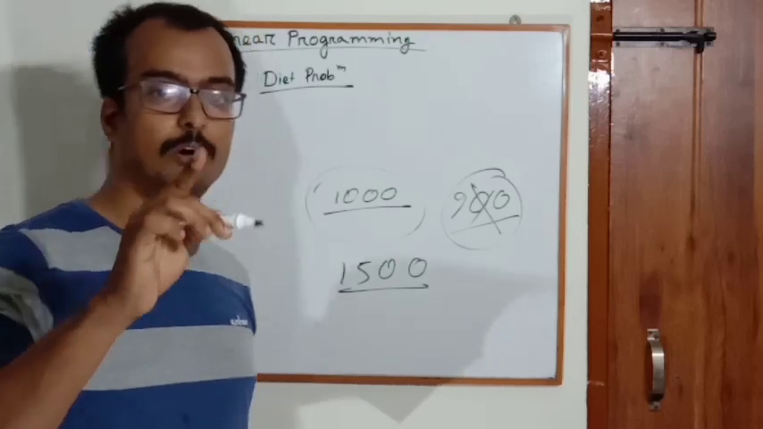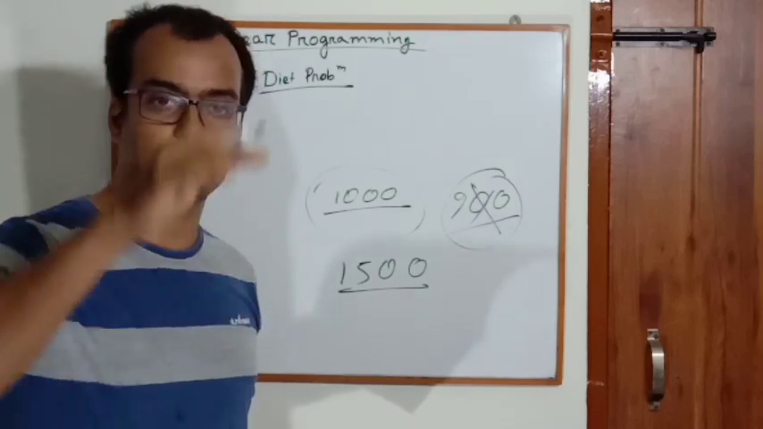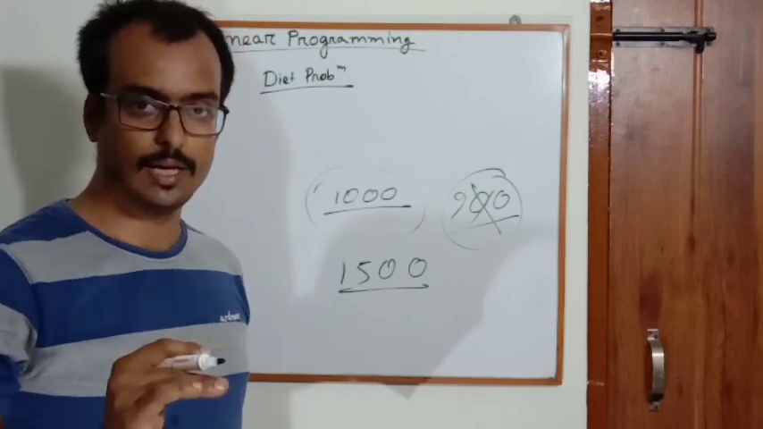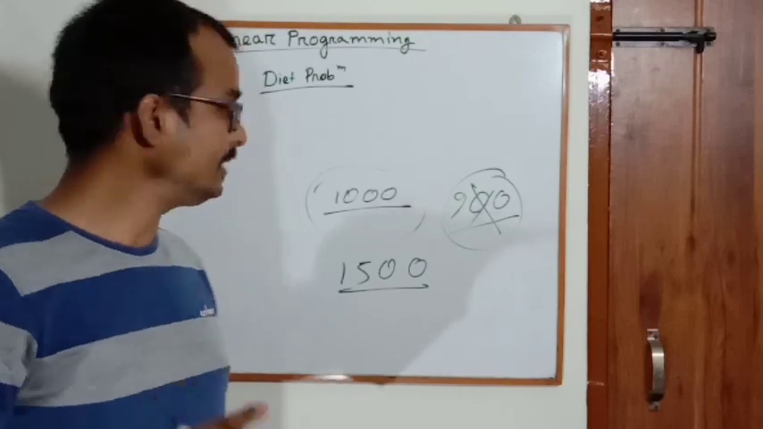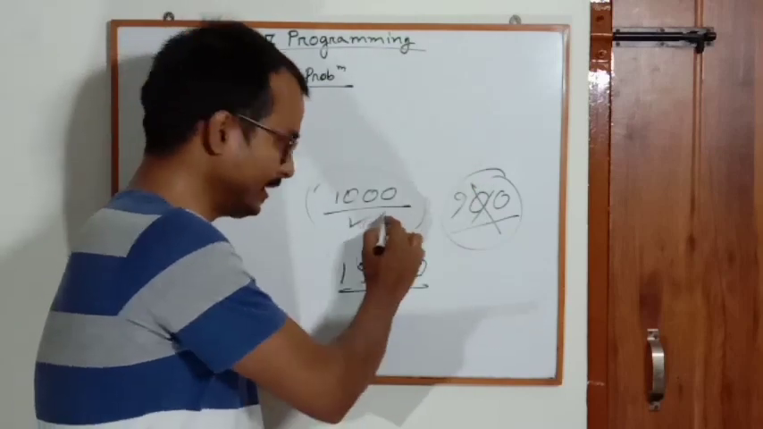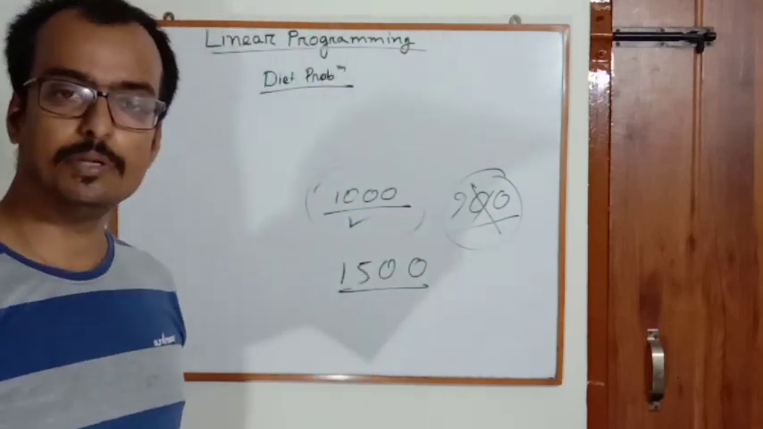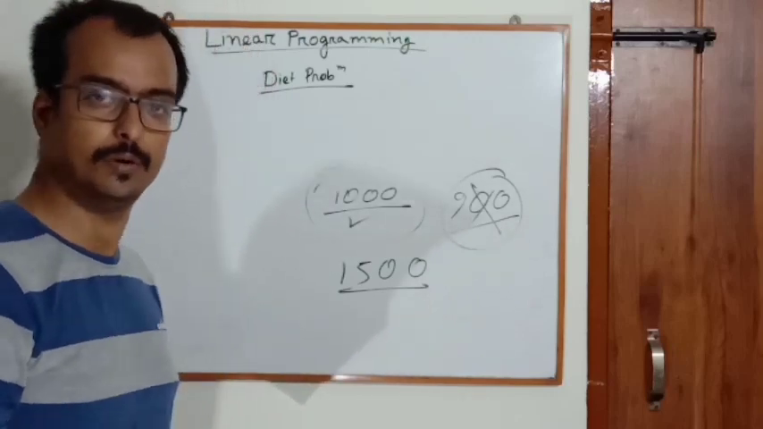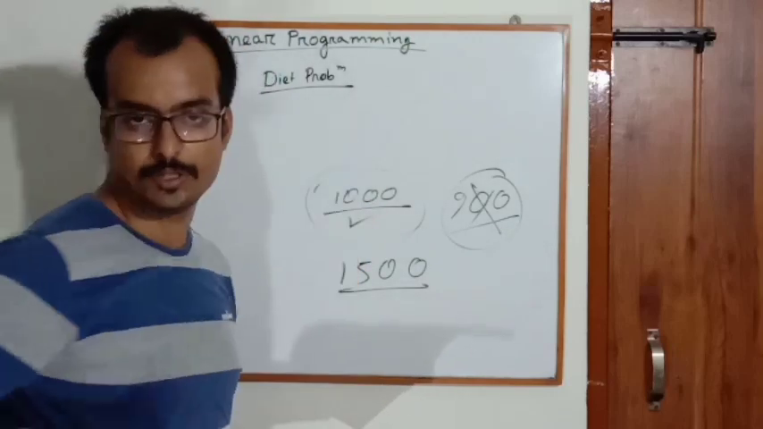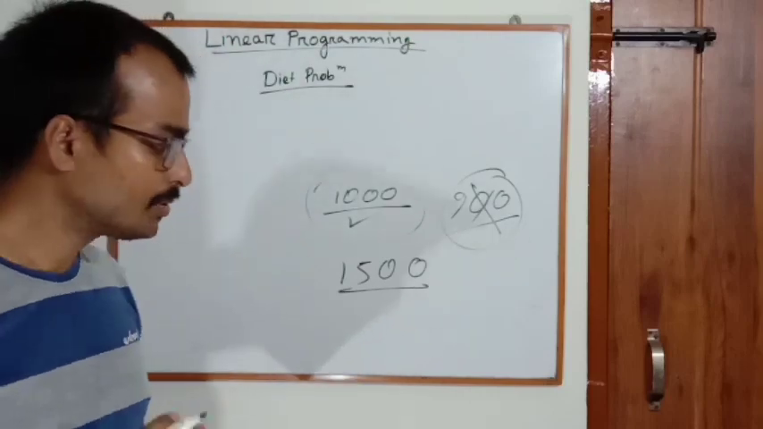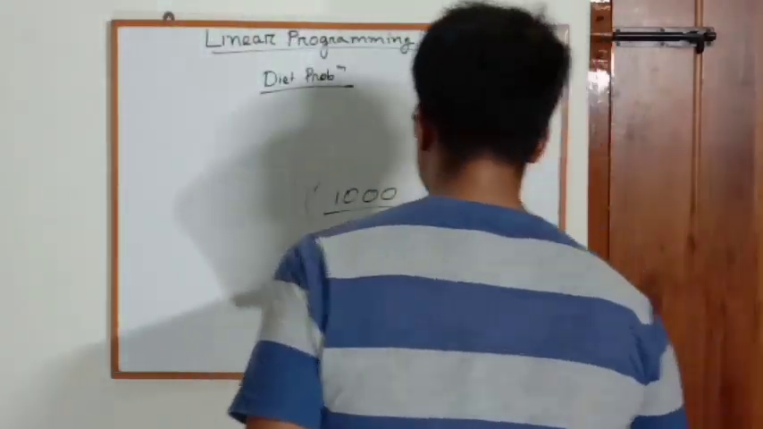So your objective is to minimize the cost. But while minimizing the cost, this is restricting you. You cannot go much below. Okay, so this is a constraint. I hope you understand this example. So a similar type of example is given here.